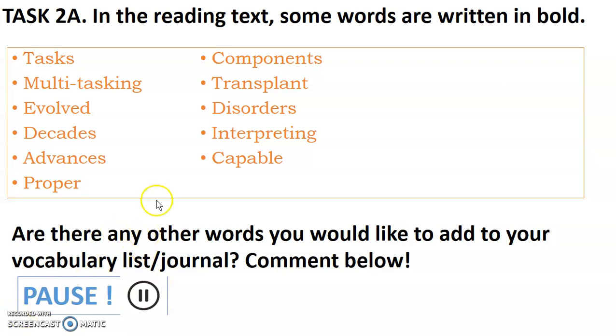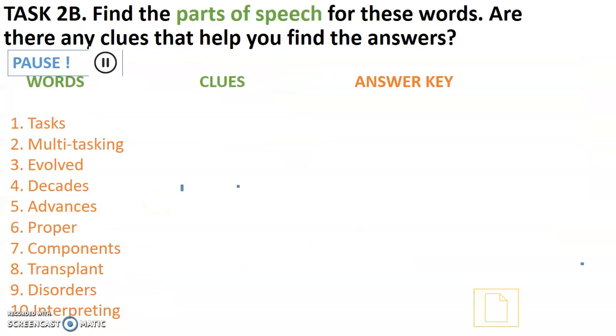So now let's continue with the next bit. In this task, you're going to find the parts of speech for these words. Are there any clues that help you find the answers? Please write down the clues and then write your answers. I hope you remember what a part of speech is. Well, you will remember right now because we're going to do the first one together, and then I'm going to wait for you to pause, and then we're going to continue with the answer key. So let's do the first one. The first word is tasks. So what's the part of speech? First, let's find a clue before we find the answer to that.